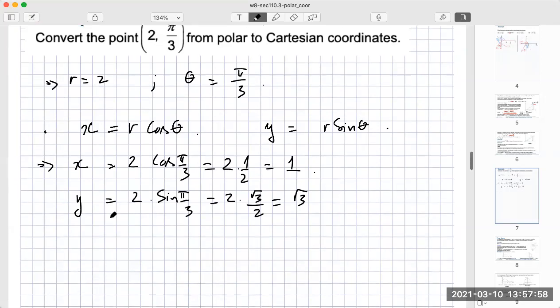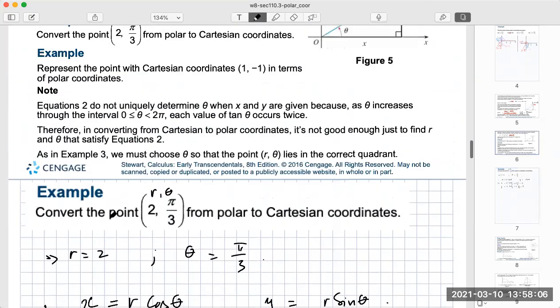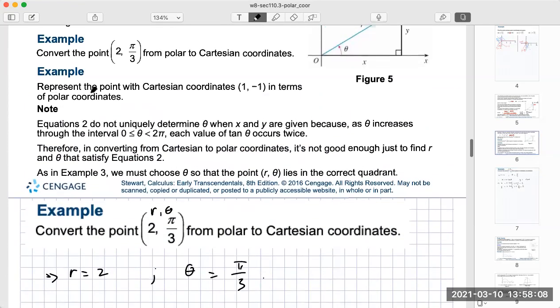So we found x and y in Cartesian coordinate from the polar coordinate, right? It's easy. Very good. Now the next example: represent the point with Cartesian coordinate negative in terms of polar coordinate. Okay, this is interesting. So now from Cartesian to polar.